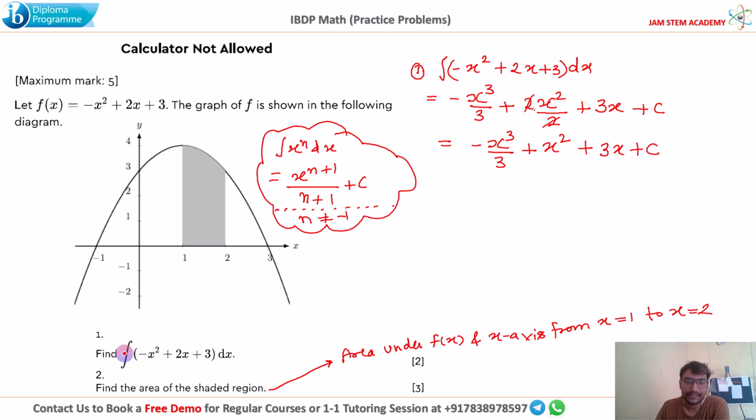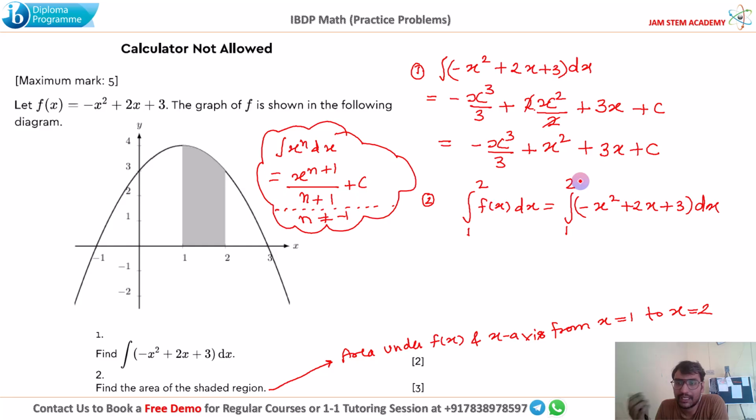Now in the second part they said find the area under the curve. So area under the curve f(x) with the x-axis starting from x equals to 1 to x equals to 2 will be given by integral with limits 1 to 2 of f(x) dx. Yes, what is the value of f(x) here? It is given by negative of x squared plus 2x plus 3 dx. But this time we have the limits also. That's the difference between first and the second part. In the first we had indefinite integral. We got the answer in terms of c. In the second part we have to solve this definite integral.